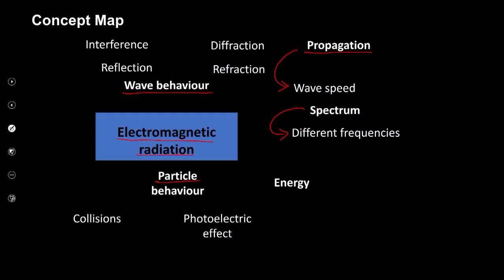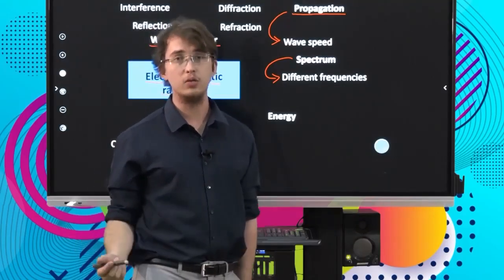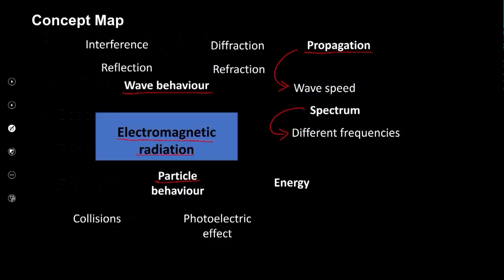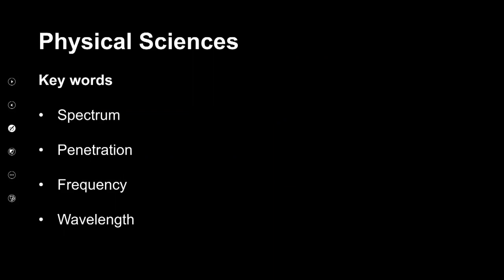But before we begin, let's have a look at some keywords that will be useful for us to understand what's coming up. Our first keyword is spectrum. A spectrum means a range of values or quantities. And when we use the word spectrum in terms of the electromagnetic spectrum, we're talking about, quite literally, a spectrum of wavelengths and frequencies. Our next word is penetration, which refers to the passing of a wave or a particle into a material or even straight through it.